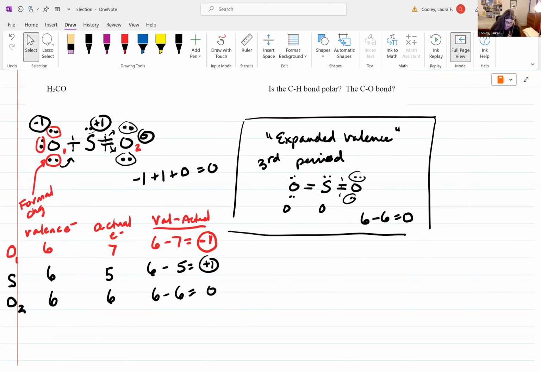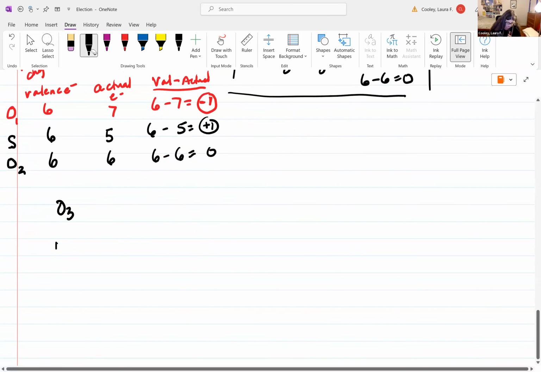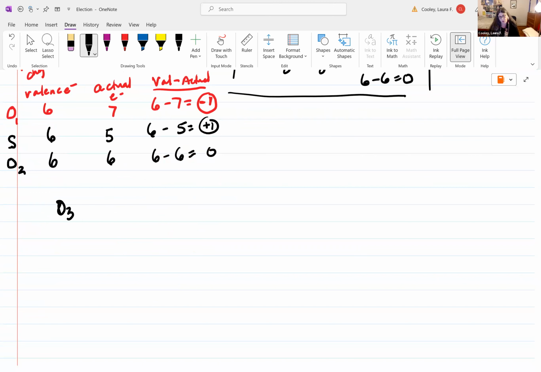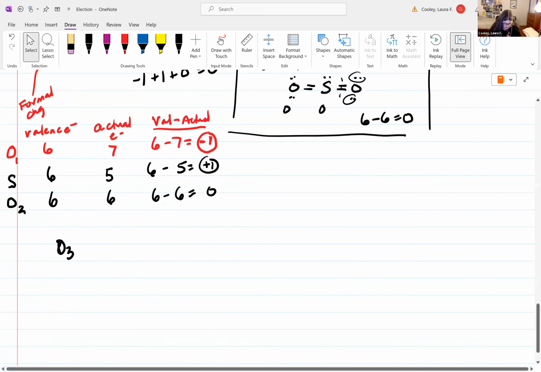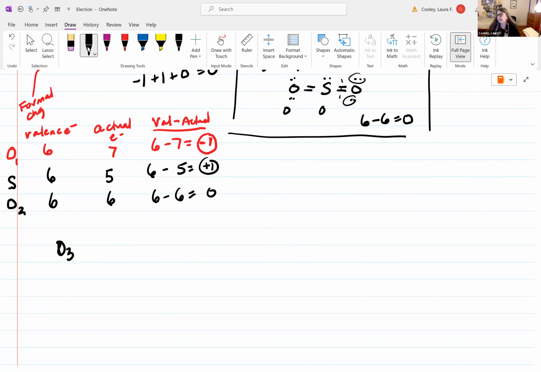If we did ozone, let's try that one, O3. O3 is very similar to SO2 because they're all in period 2 and all in group 6. So how many valence electrons would there be in O3?